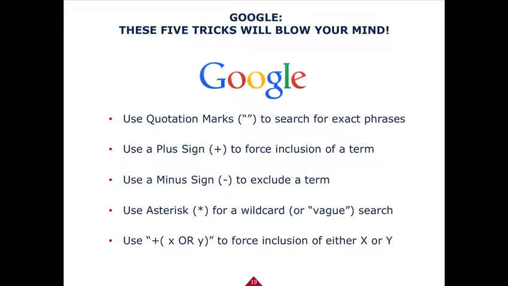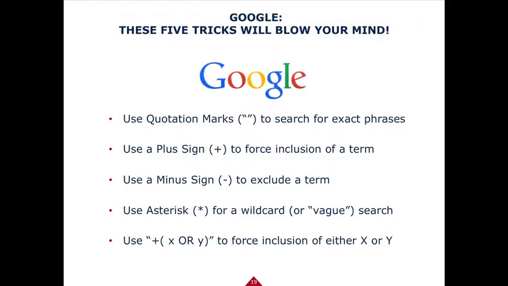For Google, some of the techniques, I'm going to list them real quick and then we're going to go through them in a little bit more detail. So quotation marks to search for exact phrases. If you've ever done a search for University of Arizona without using quotation marks around it, you're going to find that Arizona State comes up, Northern Arizona University comes up, and we don't want to know about those places. We just want University of Arizona.